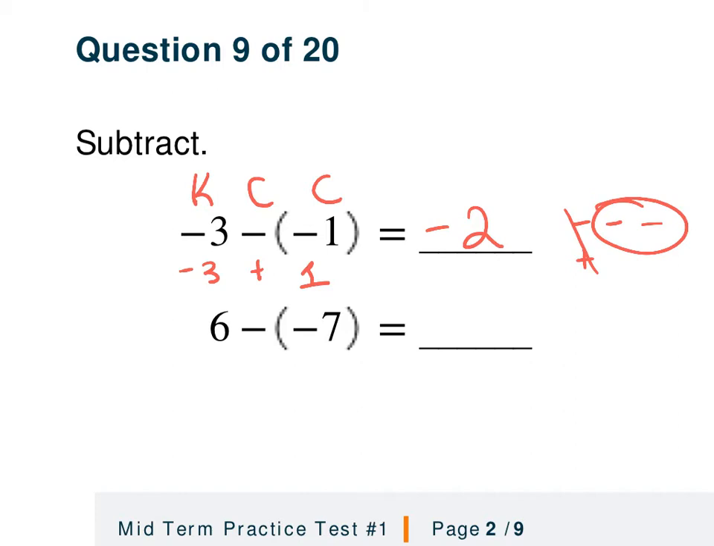Same thing with 6. Keep, change, change. 6 plus, that becomes addition, and my 7 becomes positive. 6 plus 7, nice and easy, gives me an answer of 13.